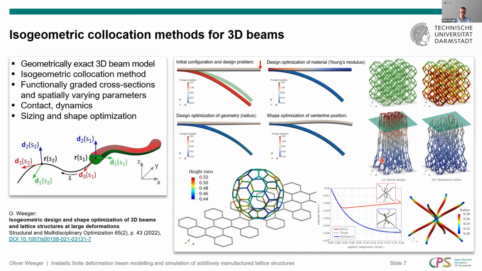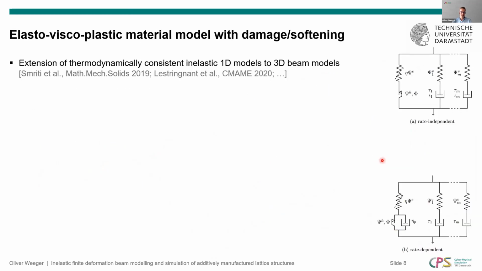So what we wanted to do next is to extend these models towards inelastic behavior, and we try to capture viscoelasticity, plasticity, and also the Mullins effect. How we do that is by extending the one-dimensional theory of inelasticity to 3D beam models, and this has already been done also by other authors before.